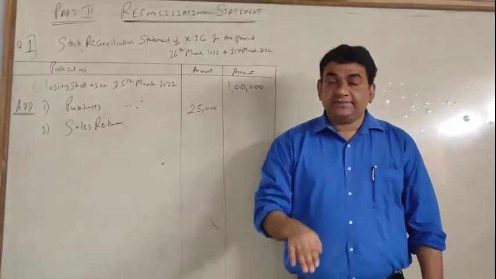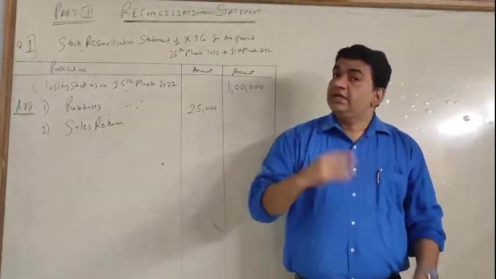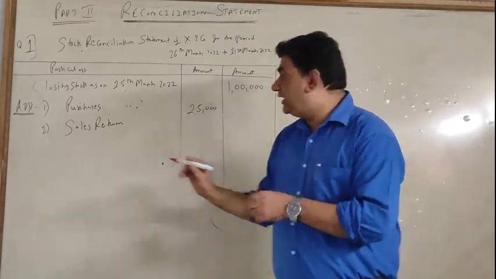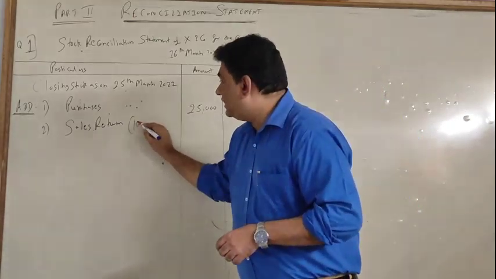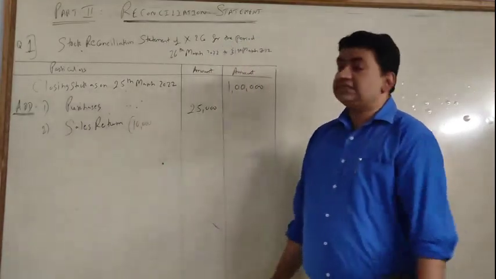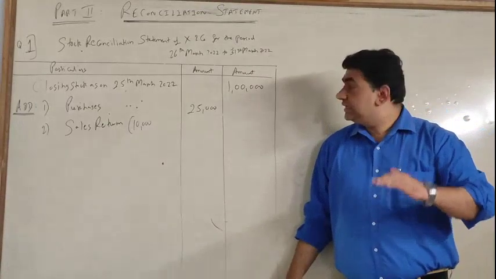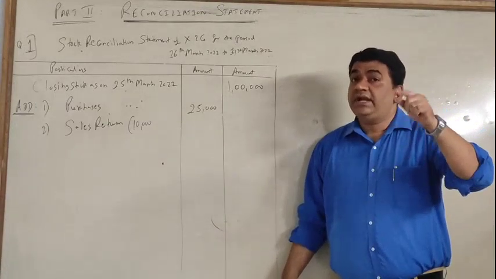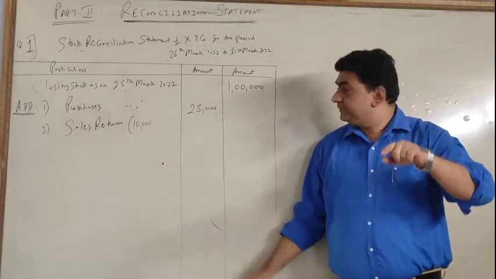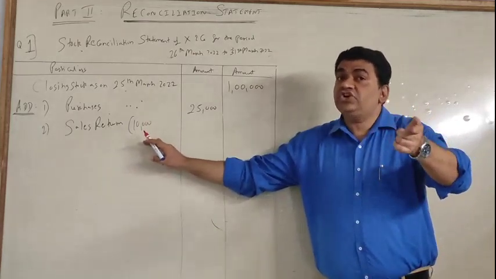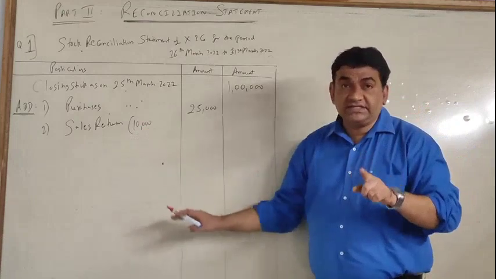In the second sum, we'll have to make a working note. But here, there is no need to make a working note. So what you will do, I am showing it in brackets. My selling price is 10,000. This 10,000 includes 20% profit. 10,000 is at sale price. Percentage of profit is also sale price. How much is it? 20%.